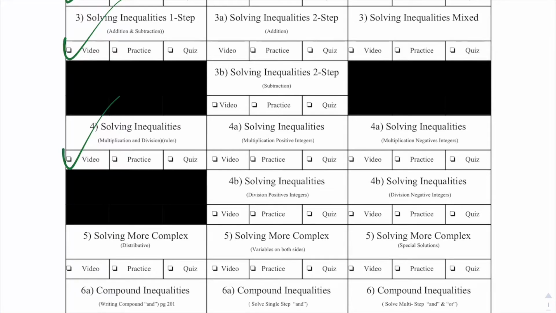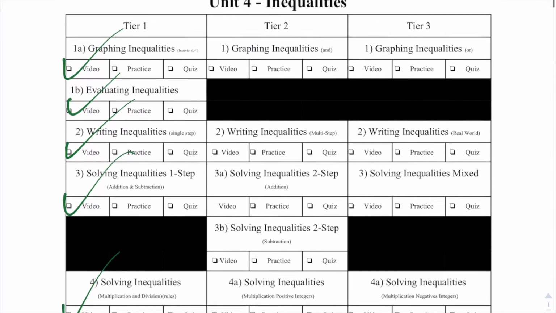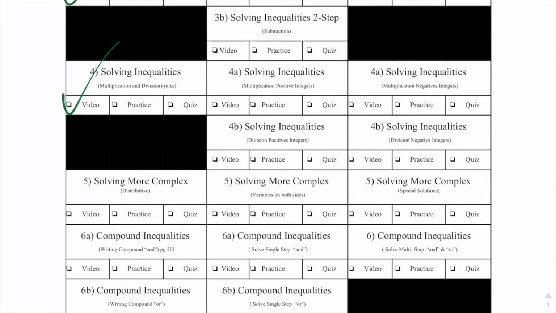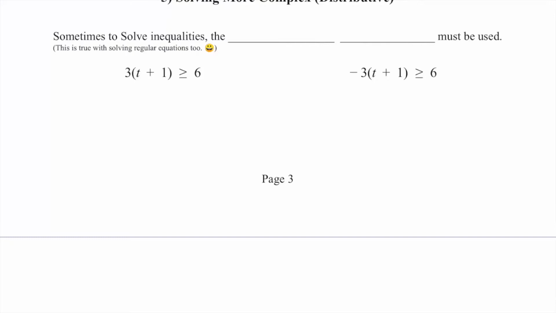Hello Algebra 1 students, we are in Unit 4, Inequalities, Tier 1, Lesson 5, Solving More Complex with the Distributive Property. Let's check off our booklet. Here we are in Lesson 5 of Tier 1, Solving More Complex.